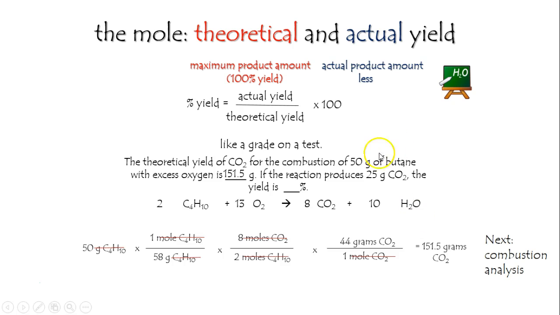But some poor bozo only got 25 grams. That is a lousy yield, right? 25 out of a possible 151. That's only a 16.5% yield. That's theoretical and actual yield. Our next topic is combustion analysis.